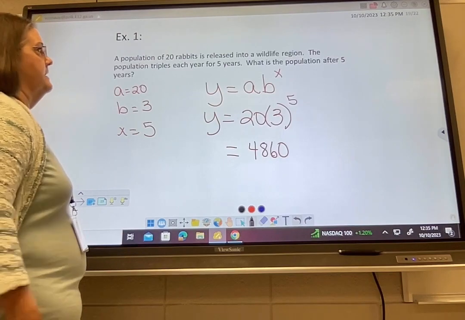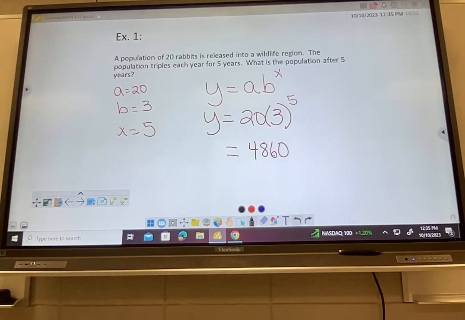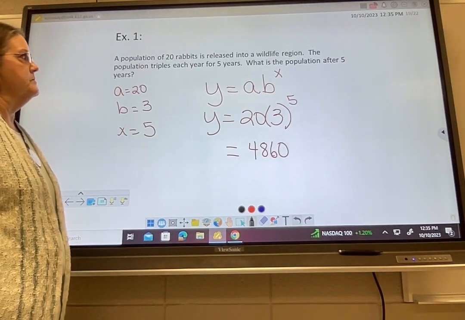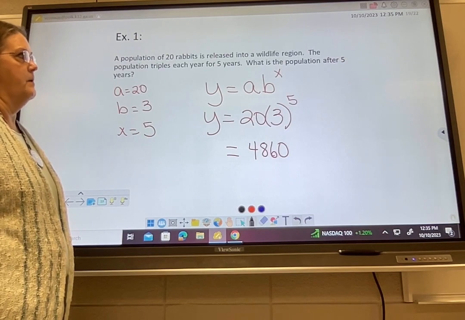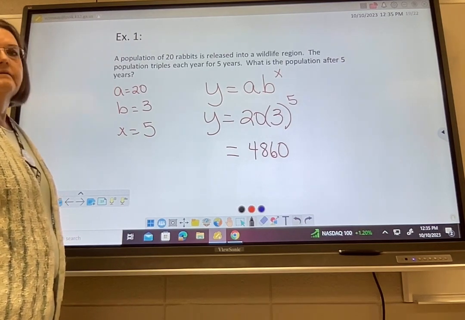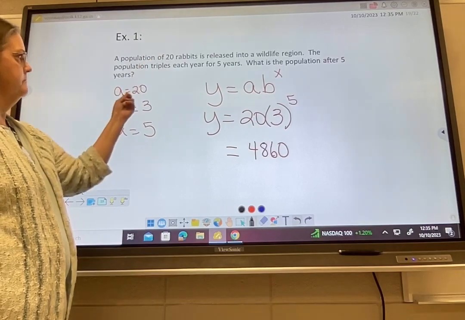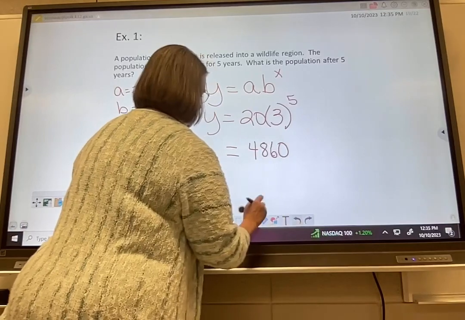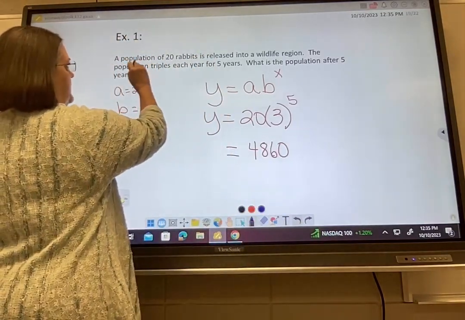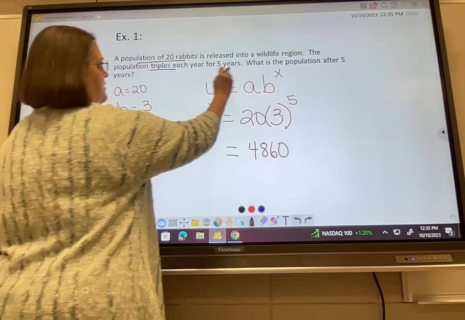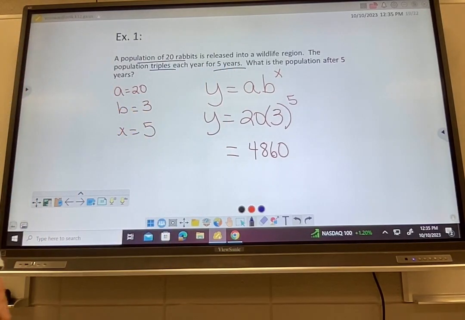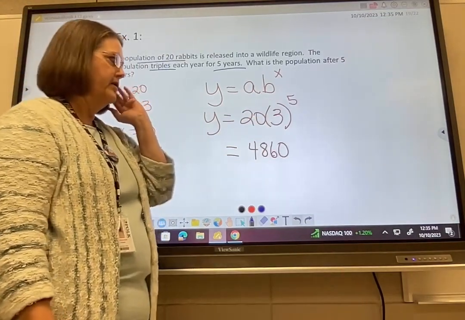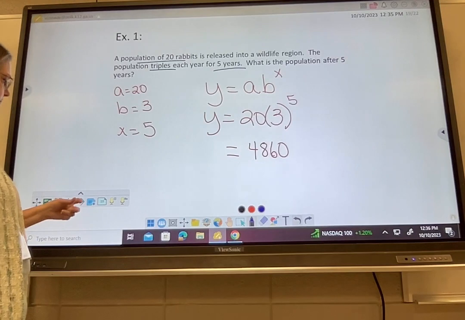Okay, this is example number 1. A population of 20 rabbits is released into a wildlife region. The population triples each year for 5 years. What is the population after 5 years? Okay. The initial amount of rabbits is 20, that's your a. And the word triples is your base. So you have your initial population that you start with, it's tripling, and your time is 5 years. And you just plug all those into the appropriate place, put it in your calculator, and you get 4,860.